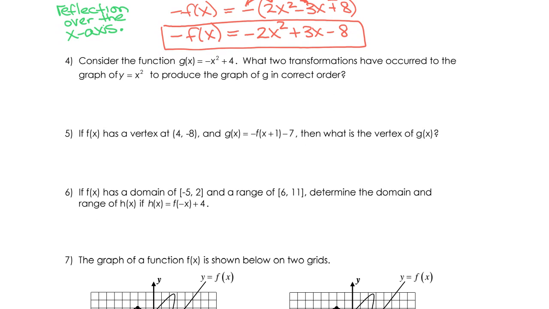Number 4, it says consider the function g of x equals what 2 transformations have occurred to the graph of y equals x squared to produce the graph of g in correct order. Okay, so what happens is that this is our parent function. So you can see a couple things have changed. This is one of them, and this is the other. If you take those 2 circled items out, you're left with y equals x squared. Okay, so the negative and the plus 4 are the 2 transformations that have occurred to it, but they want to know what they are.